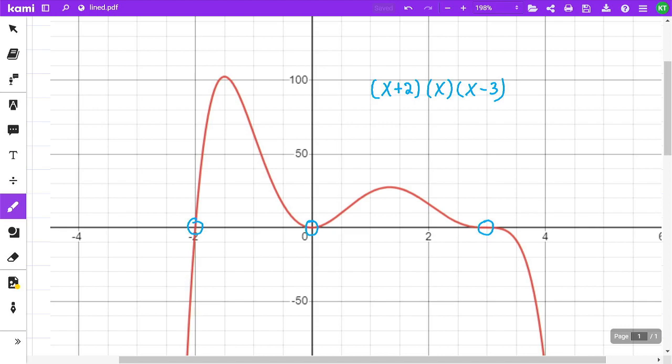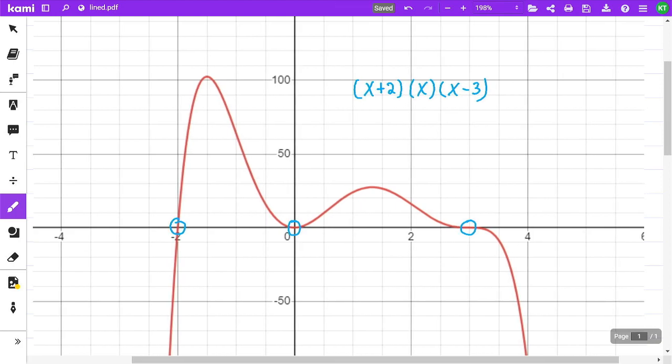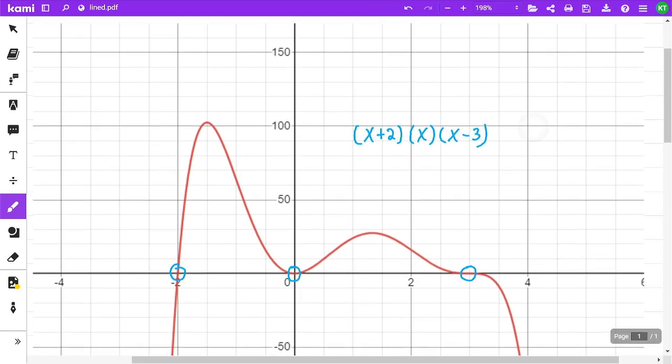And so we would want to make sure we have the correct multiplicity of each factor. At -2, we see it just crosses straight through it. So that's going to be a multiplicity of 1. So we don't have to write an exponent. Again, that would be like that. That's going to be a multiplicity of 1 if it goes just through.